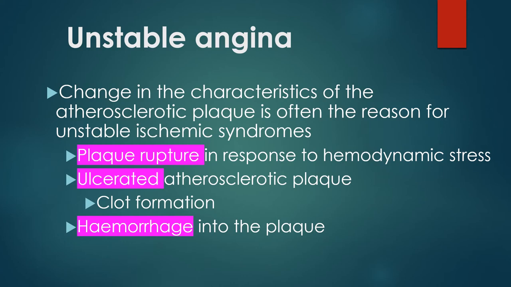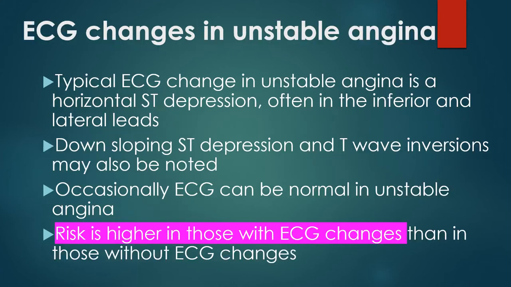Partial occlusions could cause either unstable angina or non-ST elevation myocardial infarction. It may also be noted that the former can progress to the latter. Typical ECG change in unstable angina is a horizontal ST depression, often in the inferior and lateral leads. Downsloping ST depression and T-wave inversions may also be noted in unstable angina. Occasionally, ECG can be normal in unstable angina. Risk is higher in those with ECG changes than in those without ECG changes.